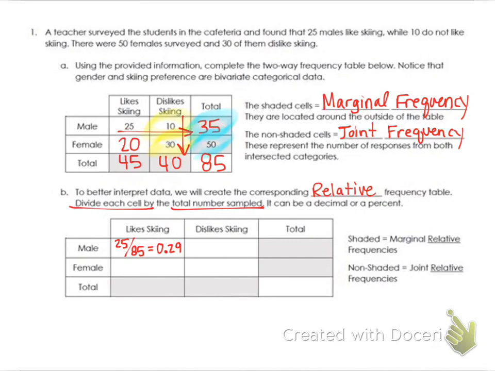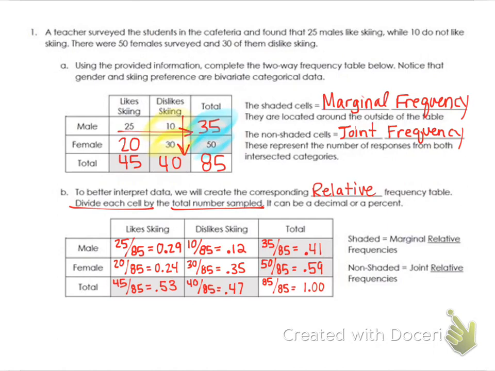So all of these things are exactly how I just did it. For the next section of males who dislike skiing, there were 10 males, and there were 85 people total. If you divide the two together, you get 0.12, or 12%, whichever way you want to write it. It doesn't specify if we want decimals or percent, so it doesn't matter what your answer is in terms of its formatting. For total, 35 out of 85. This is very repetitive. And if I do that in the calculator, you get 0.41 or 41%. So I'm going to pause the video myself, and I'm just going to fill in the rest of this table for us just to save some time.